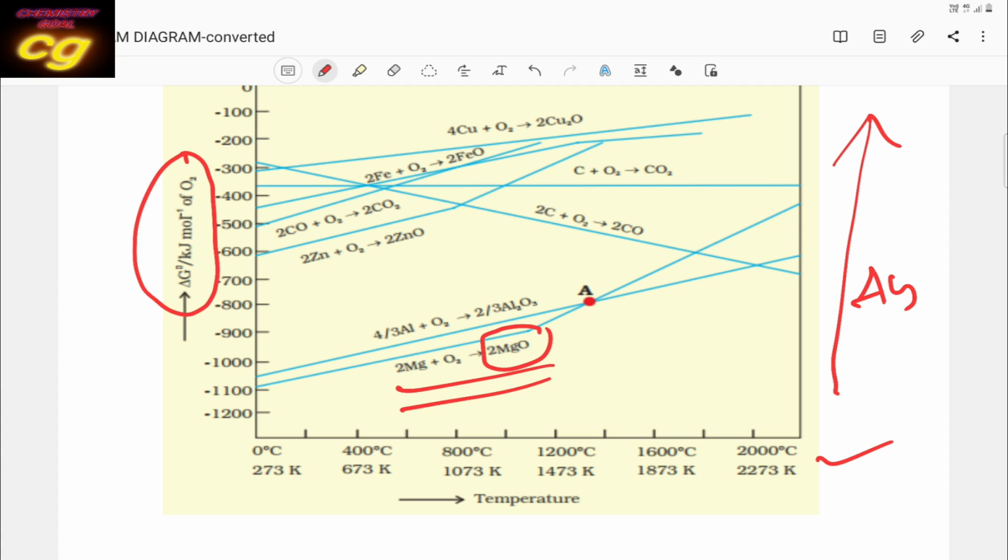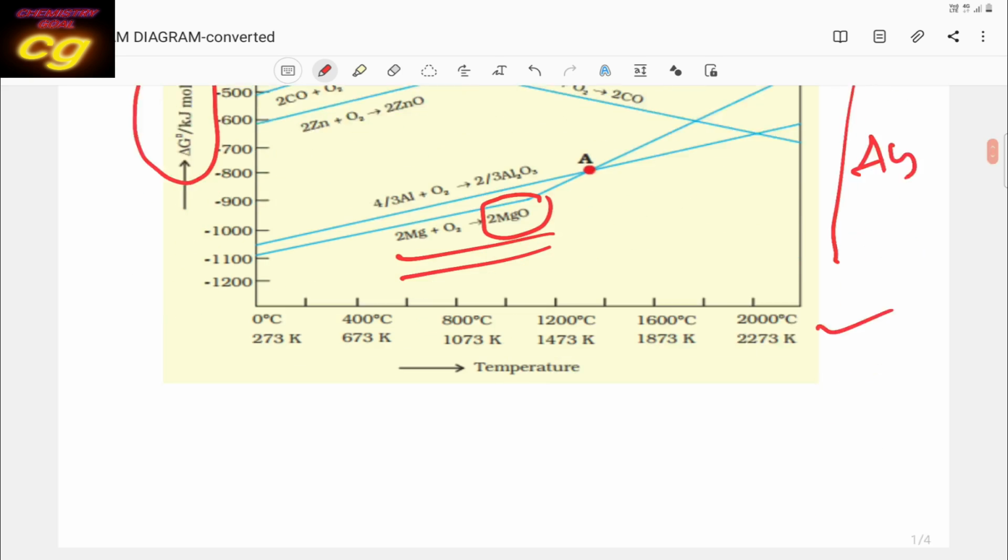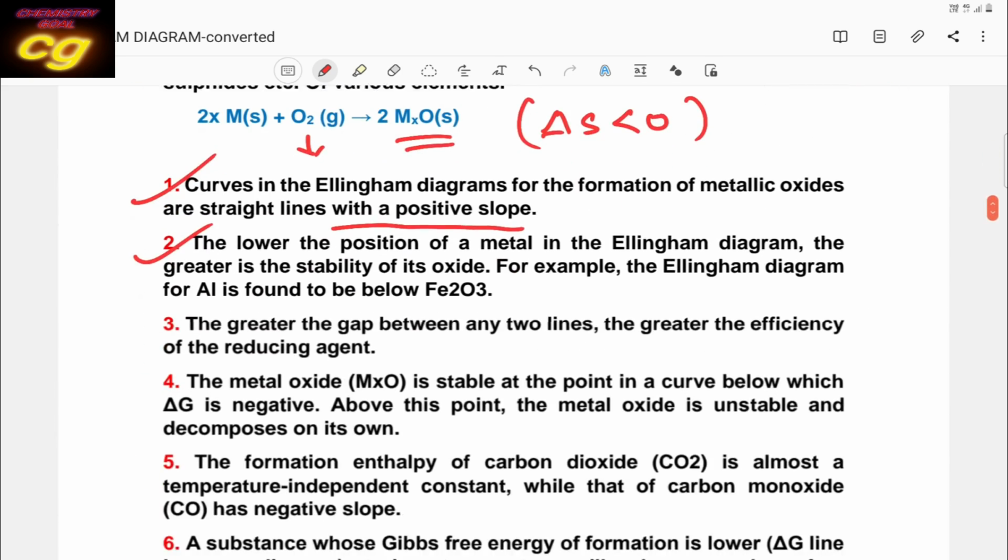This concept we have already read in thermodynamics. So the graph which is coming at the bottom, that oxide is more stable compared to others. So this is the second feature of the graph.